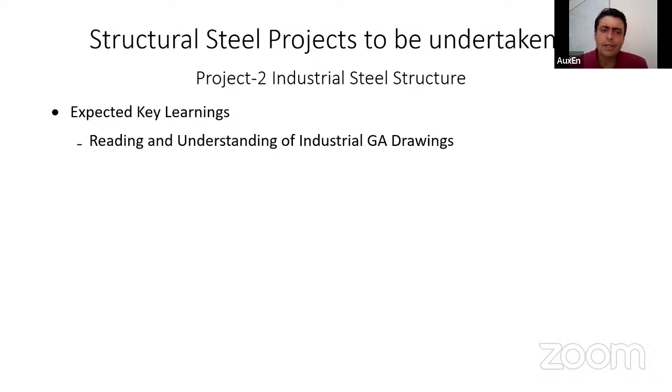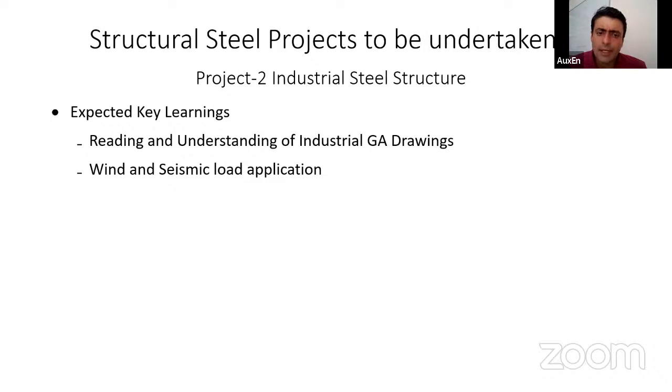One very important learning is how to read and understand industrial general arrangement drawings. That is itself a skill that structural engineers need to acquire if you want to do industrial structures. Also how to apply wind and seismic loads, because this is quite a tall structure. Wind loads and seismic loads will be governing or critical. Seismic load will be governing because of the heavy masses on this structure.